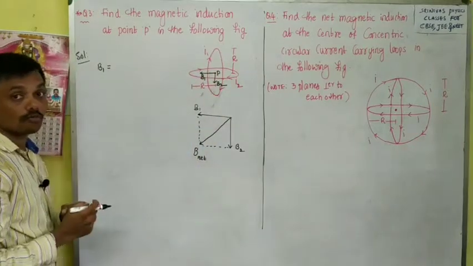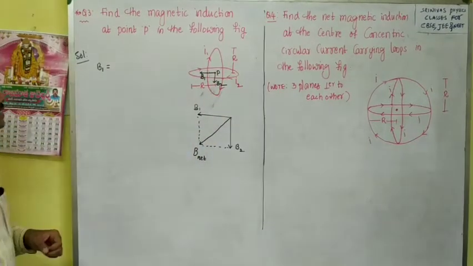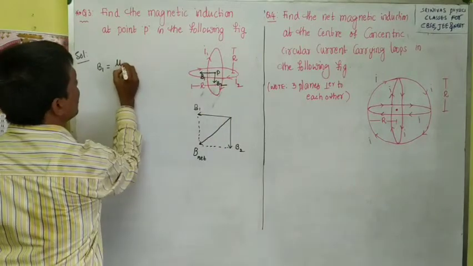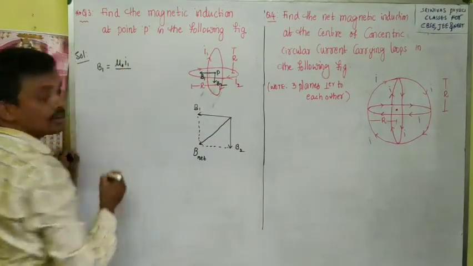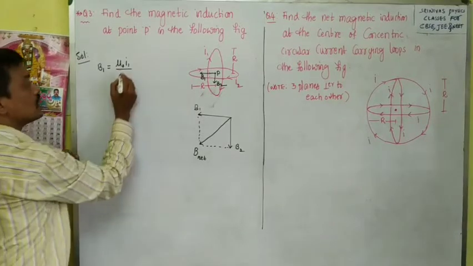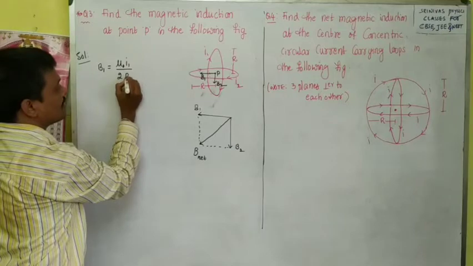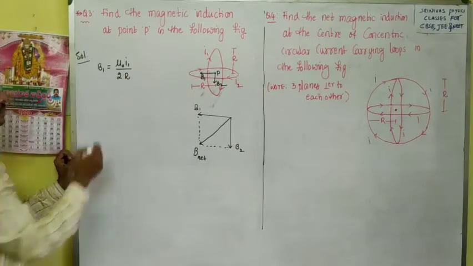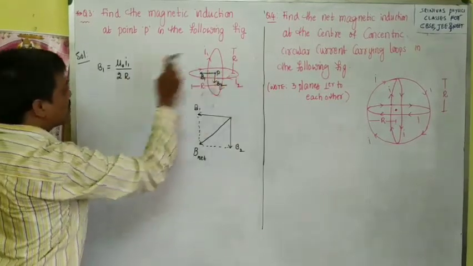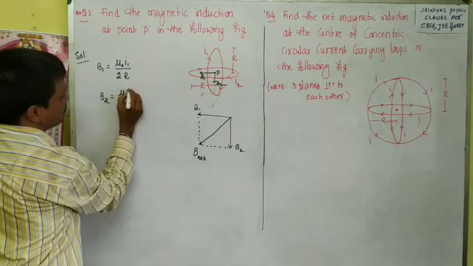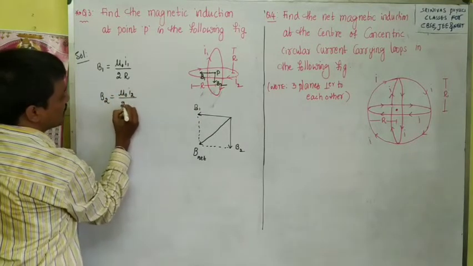Due to the circular loop, what is the formula to find out the magnetic induction at the center? This is a circular loop. At the center, the B1 formula is mu naught I1 by 2R, right? And due to the horizontal one, the magnetic induction is B2 equal to mu naught I2 by 2R.